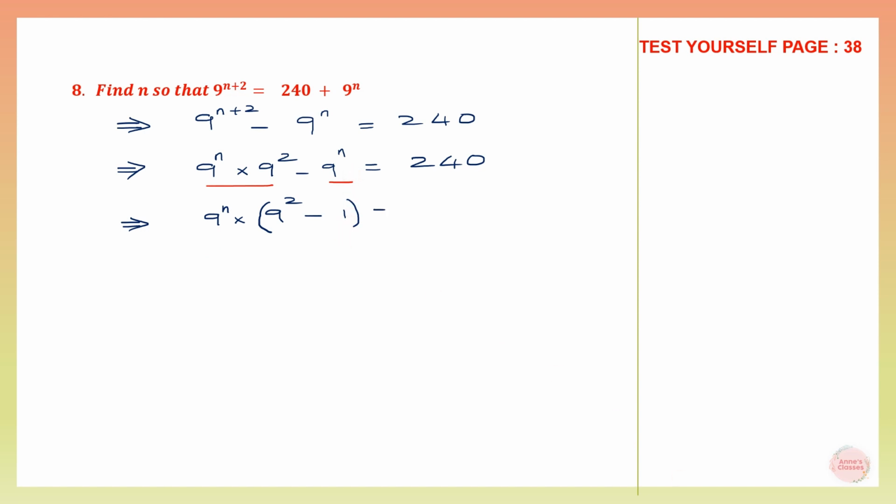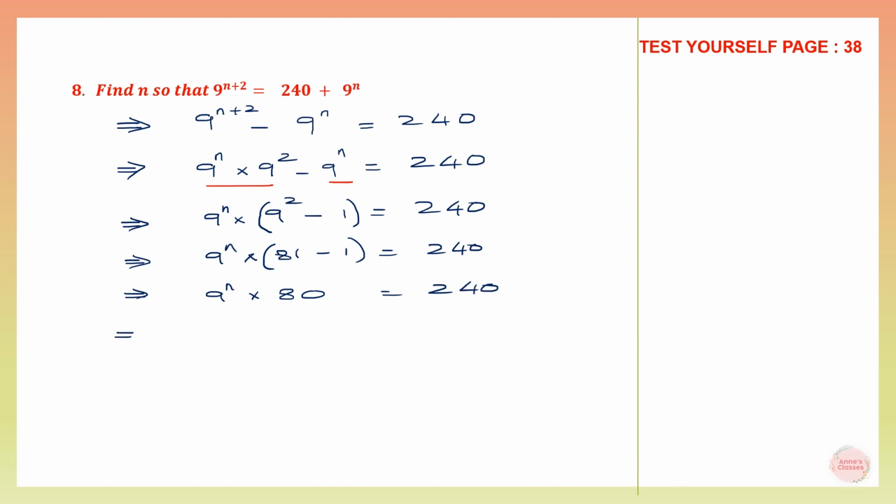And here we have 240. Now this is 9 raised to the power of n into, 9 nines are 81, minus 1, which is 240. So now again we have 9 raised to the power of n into 81 minus 1 is 80. This is equal to 240. Now we are going to find the value of n, isn't it? So we are going to write 9 raised to the power of n is equal to 240, and this 80 which is on the left hand side, I'm going to take it to the other side.